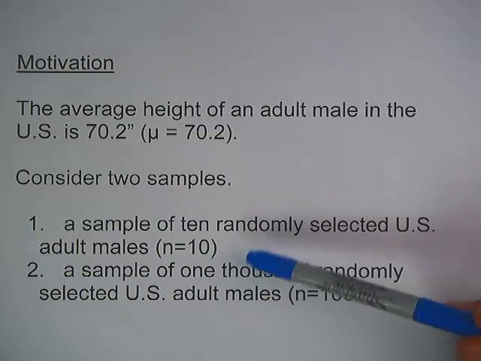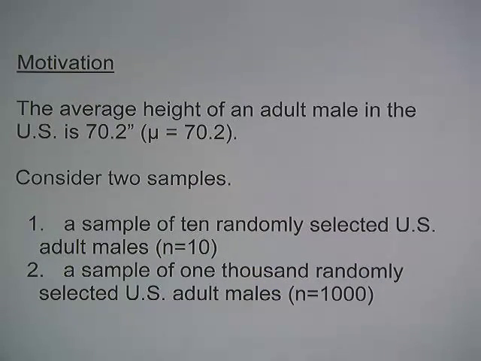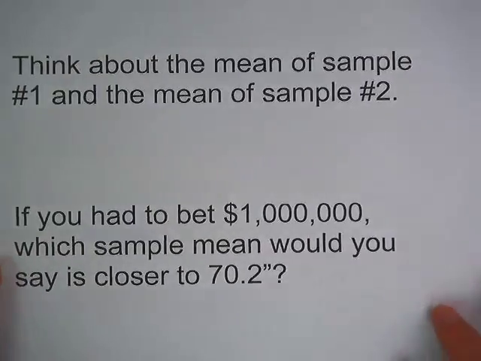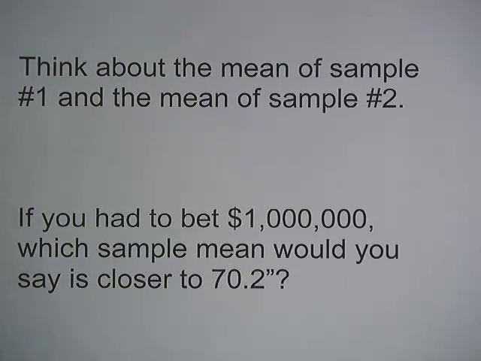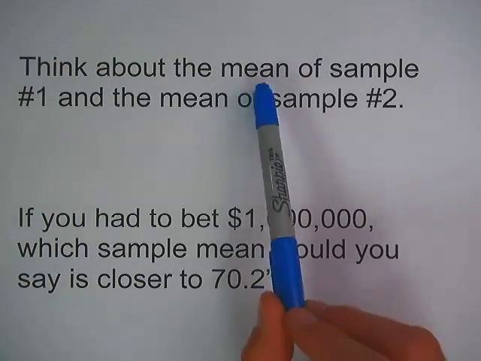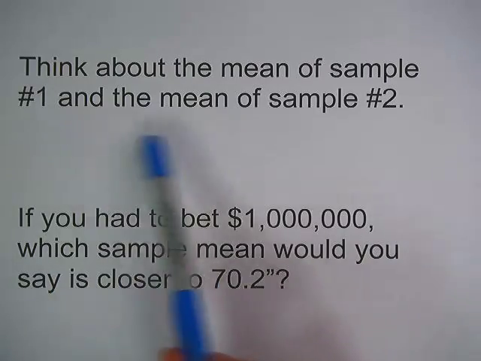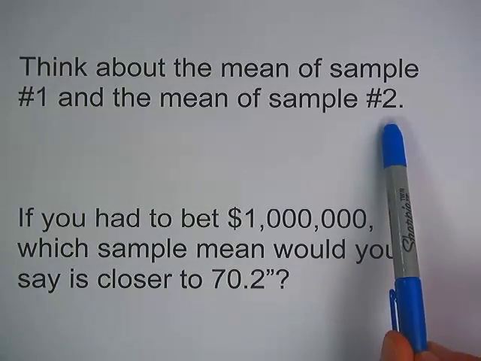One is a sample of 10 randomly selected US adult males. In this case, n is equal to 10, n being our sample size. And two, a sample of 1,000 randomly selected US adult males. Again, we're dealing with n, so n in this case would be 1,000. Now let's think about the mean of sample number one and the mean of sample number two. We didn't actually calculate means here, but think about what we would expect the mean of sample one to be and what we would expect the mean of sample two to be.